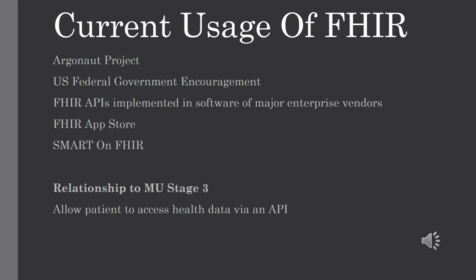Alright, now how does this all relate to MU Stage 3? Well, Stage 3 requires that the patient be able to access their health information via an API, and obviously FHIR being the primary contender could quite well, most likely would, be that API. Main reason for this is because they're hoping that by providing an API access to the health data, all kinds of different software companies could create better applications to get at it than the patient portals that might exist already.